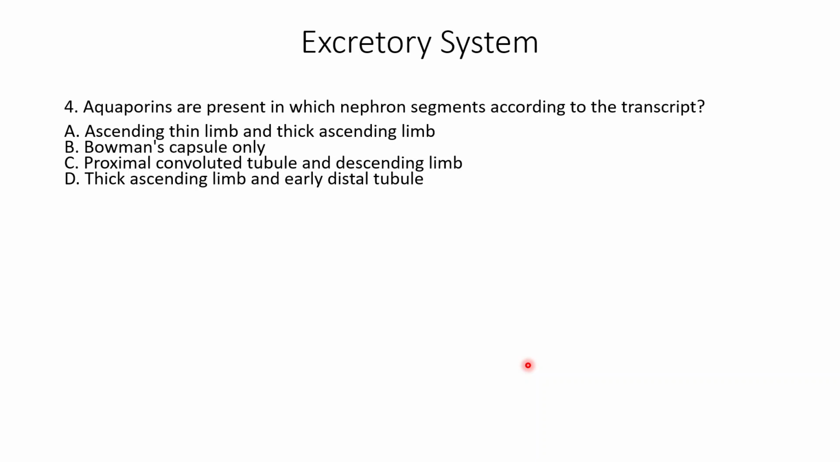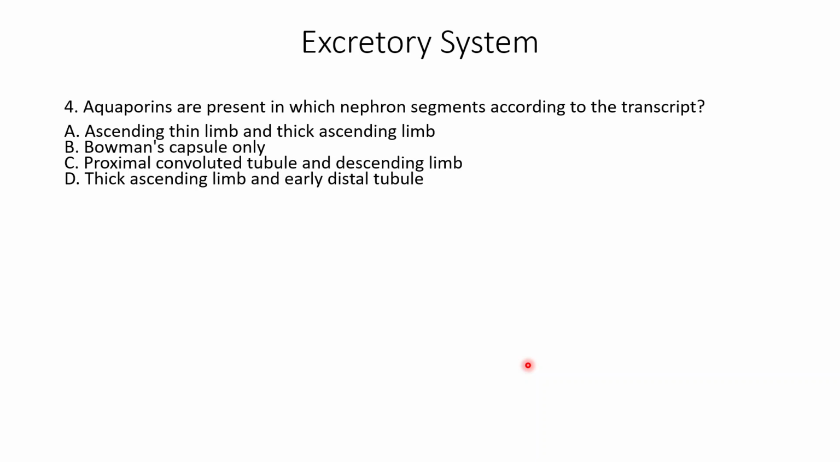The correct answer here is option C, which is the PCT and the descending limb. Aquaporins are present in high number in the PCT and the descending limb, and that makes them highly permeable to water. They're actually not there in the ascending limb much, which is very important for dilution of urine. So one set is concentrating, the other set.